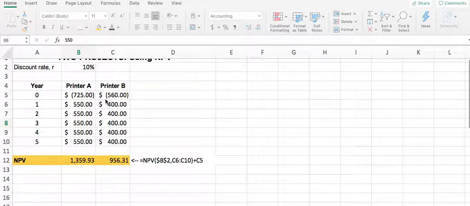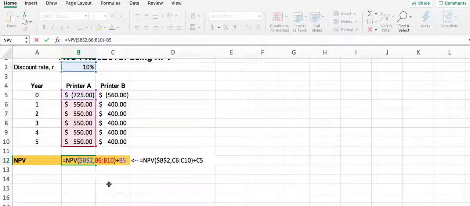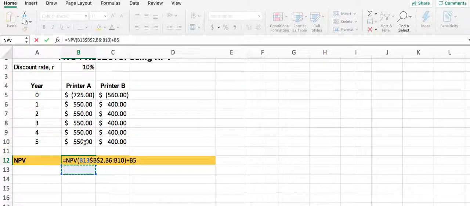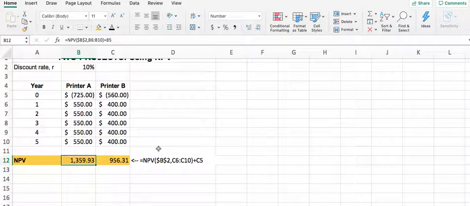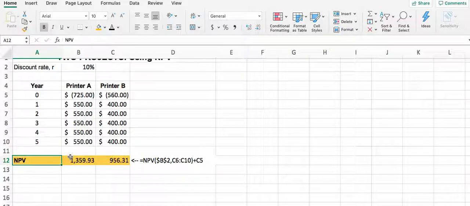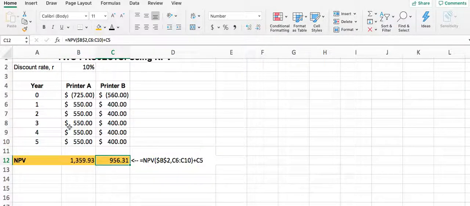In this example, both printers are worthwhile since each have a positive net present value. How can we determine if printer A or printer B is better than the other? Remember, we always want to choose the value that has the highest value. Just like how we determined that we would choose the internal rate of return with the highest value, here is the same concept. We want to invest in a printer that has the highest net present value.